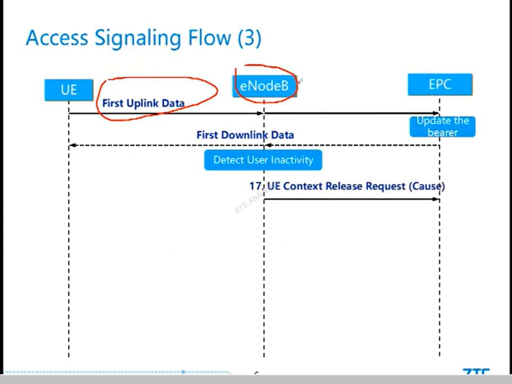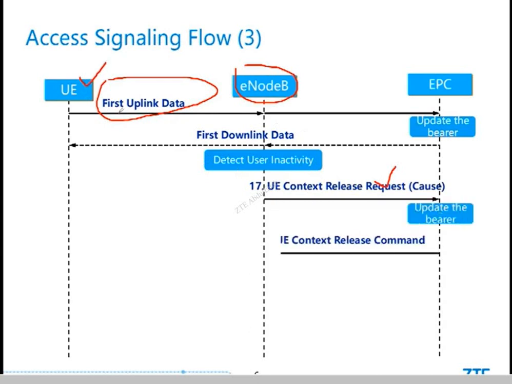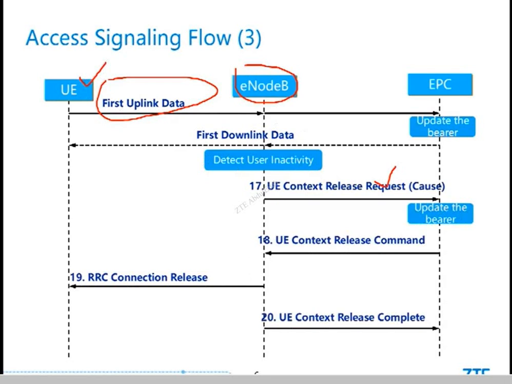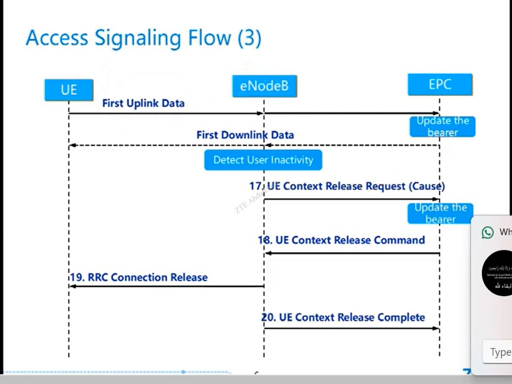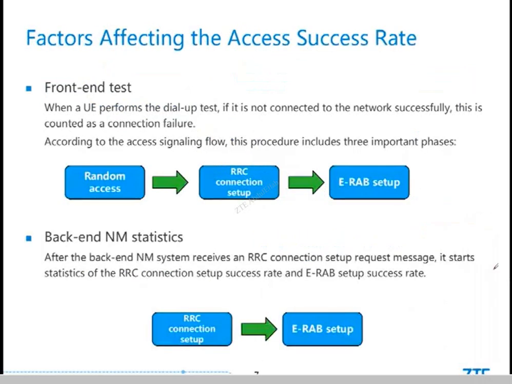And after, if there's no more data to transmit between the UE and EPC, the UE will start to release. First, the eNodeB will tell the EPC to please detach the UE, and then the eNodeB detaches the UE and releases the UE, and the UE goes back to idle mode. So we complete one process between the access and the detach release. So this is the full signaling flow. So now you know the signaling flow.